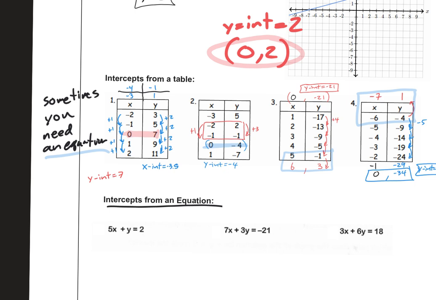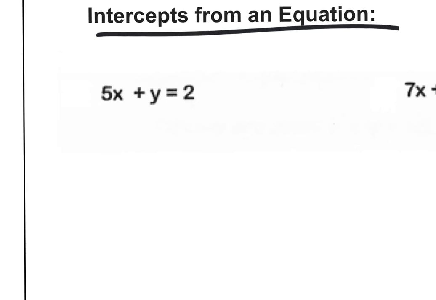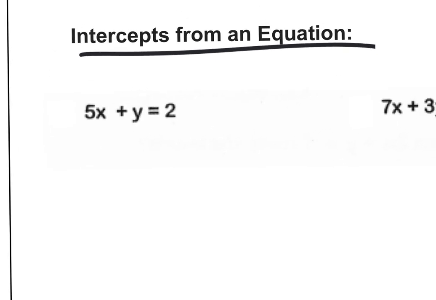So let's talk about how we do that from an equation. Well, we kind of already talked about that. Let's just recall real quick that the x-intercept is when the y is 0, and the y-intercept is when the x is 0. So you're just simply going to be plugging these values in. You're going to be plugging a 0 in for y to get the x-intercept. You're going to be plugging a 0 in for x to get the y-intercept.